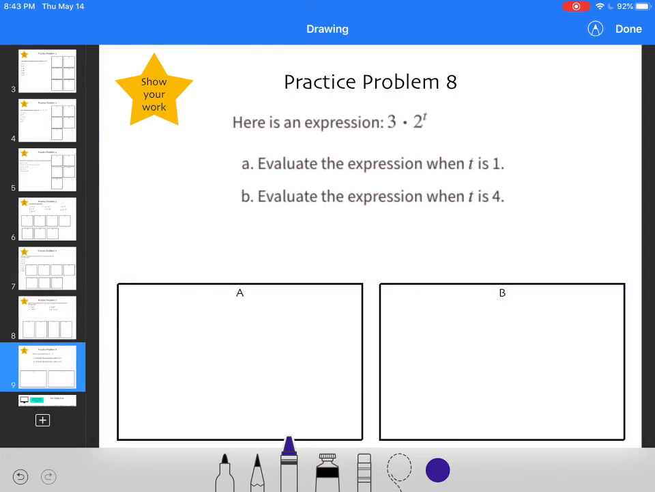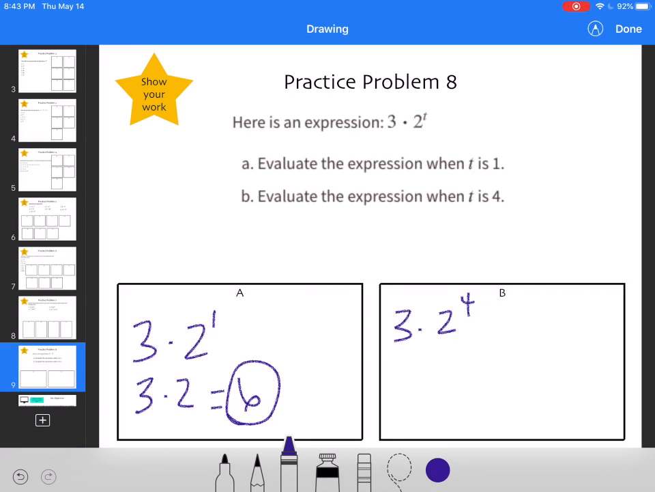All right, here is an expression, 3 times 2 to the t. Evaluate the expression when t is 1. So 3 times 2 to the first power. So that would be 3 times 2, because 2 to any number to the first power is just itself. So I get 6. Evaluate it when t is 4. So 3 times 2 to the fourth power. So that'd be 3 times 2, 3, 4. So that's 6 times 2, which is 12. 12 times 2 is 24. 24 times 2 is 48.